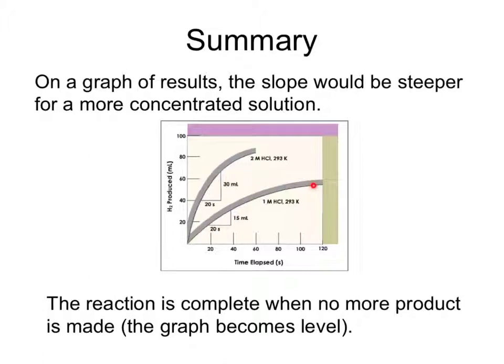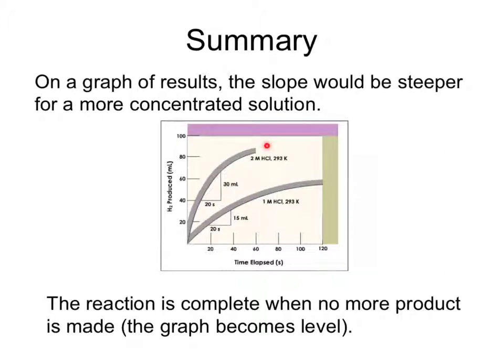Now the reaction is complete when no more product is made, in other words when the graph becomes level. We can see that this graph here becomes level after around about 120 seconds. But we can also see that in this case there is less product made, less hydrogen made, than in the case with the hydrochloric acid. This is because the hydrochloric acid is the limiting reactant.